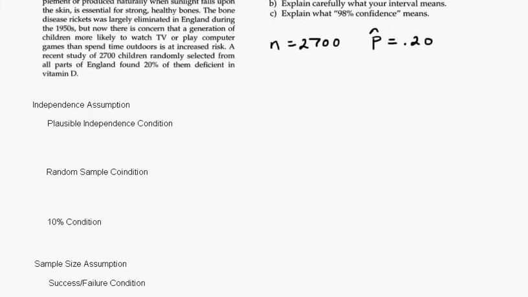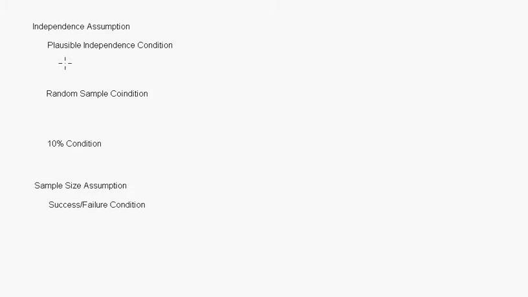Okay, so before we do this, we need to check to make sure it's valid to do so. So we need to check some conditions. So the plausible independence condition, this is where we sort of just justify that these children are independent with respect to vitamin D. So we could say something to that effect.